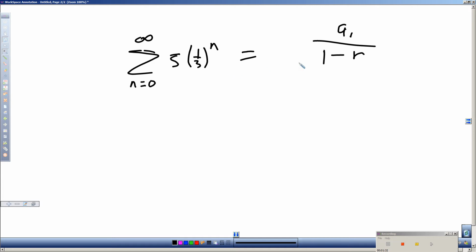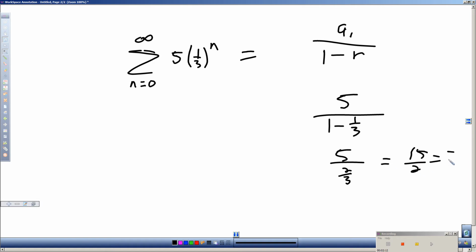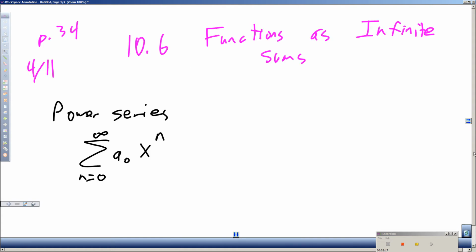Isn't that converging to 6? Wait, that converges in 10.3? If I remember correctly, it's from 10.3. We talked about infinite geometric sequences. What does that converge to? Let's see, if you plug in, 5 over 1 minus 1/3, so 5 over 2/3, 15 over 2, 7.5. So this is our basis for what we're going to be doing.